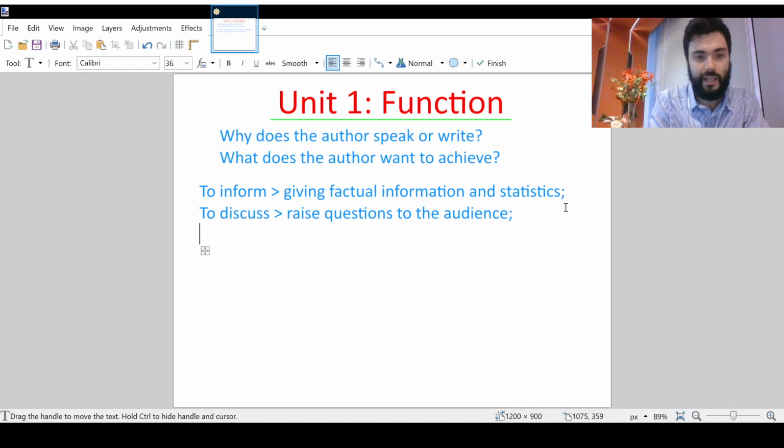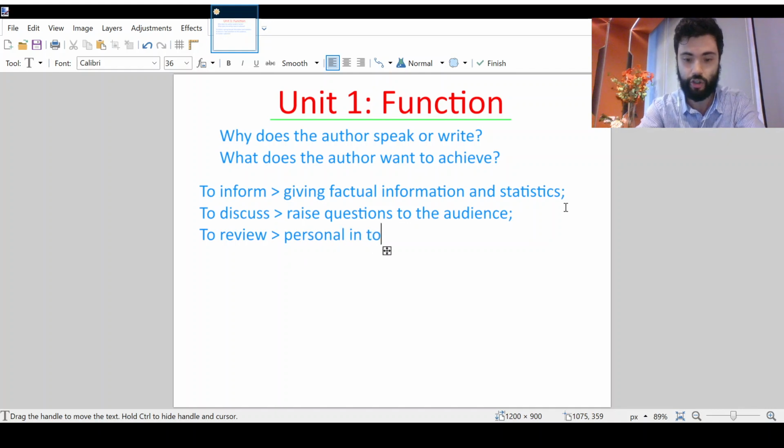Another one may be to, say, review something. If we consider a blog, usually in many blogs there are reviews. People, bloggers, review what has just happened from their perspective. So when they review, let's introduce another contextual factor here in relation to the language in use. They can be personal in tone, so personal in tone to reflect their personal take on what has happened.